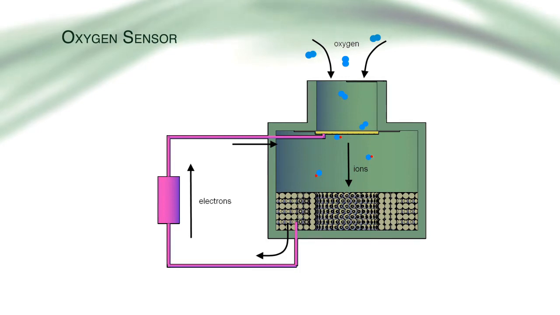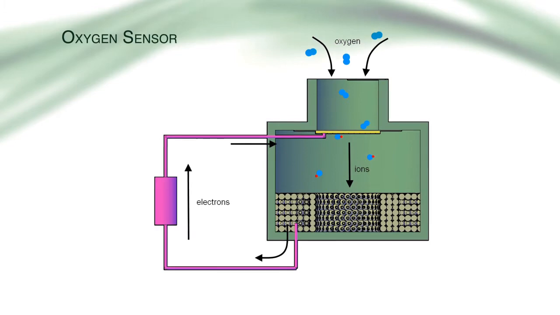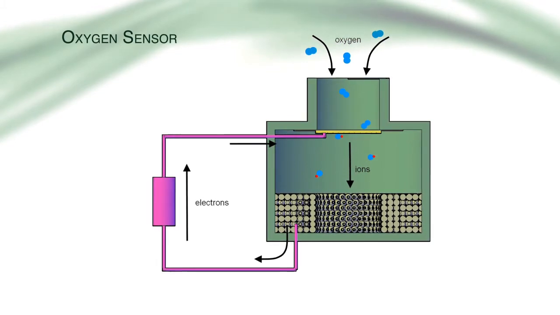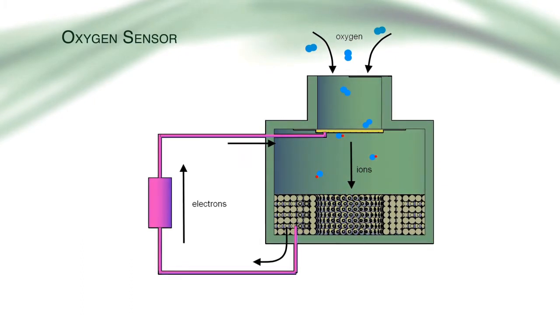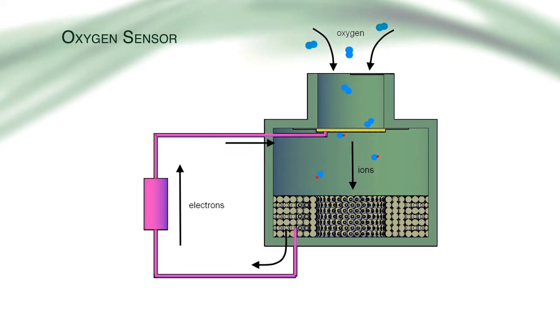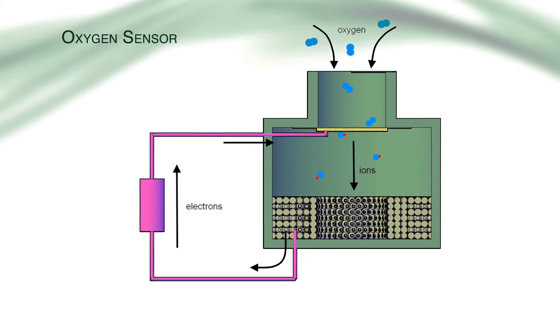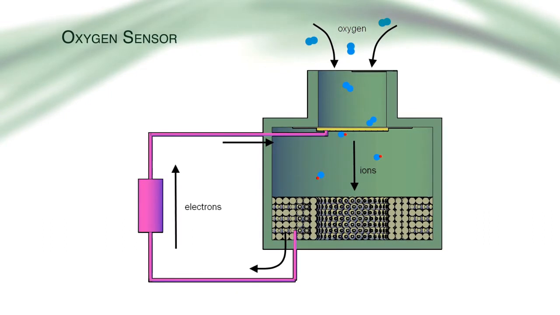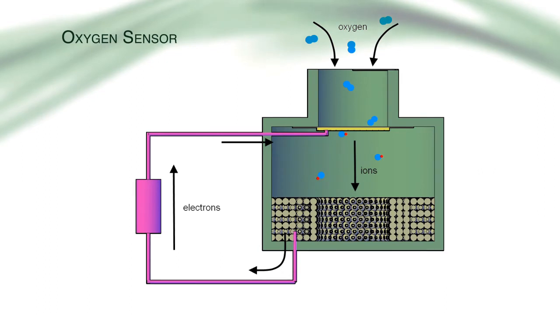Oxygen entering the cell is reduced at the working electrode, forming negatively charged hydroxyl ions. The ions migrate through the electrolyte to the counter-electrode and react to oxidize the lead, giving up electrons in the process. These liberated electrons flow through the external measuring circuit to the working electrode, where they're required for the reduction reaction to proceed. The number of electrons flowing through the external measuring circuit is directly proportional to the amount of oxygen entering the cell, as is the rate of consumption of the lead counter-electrode.